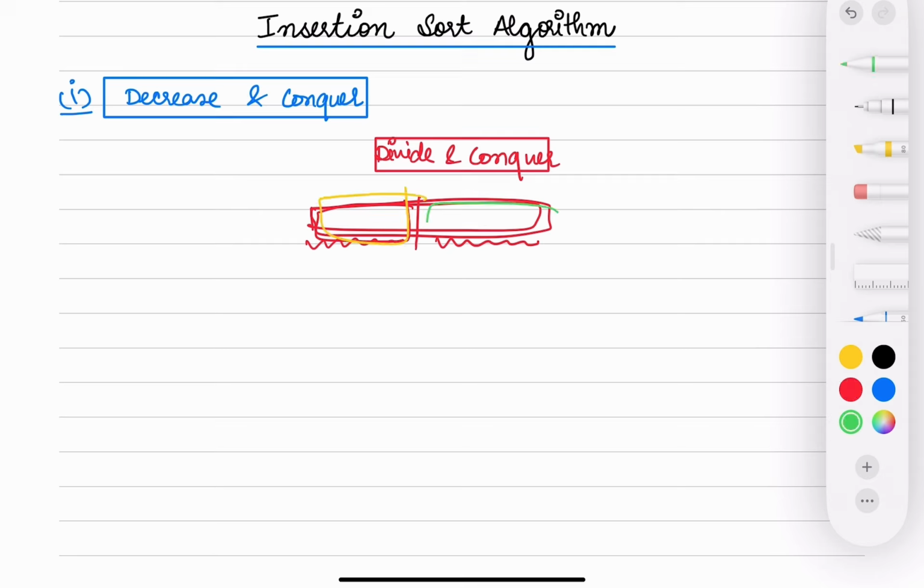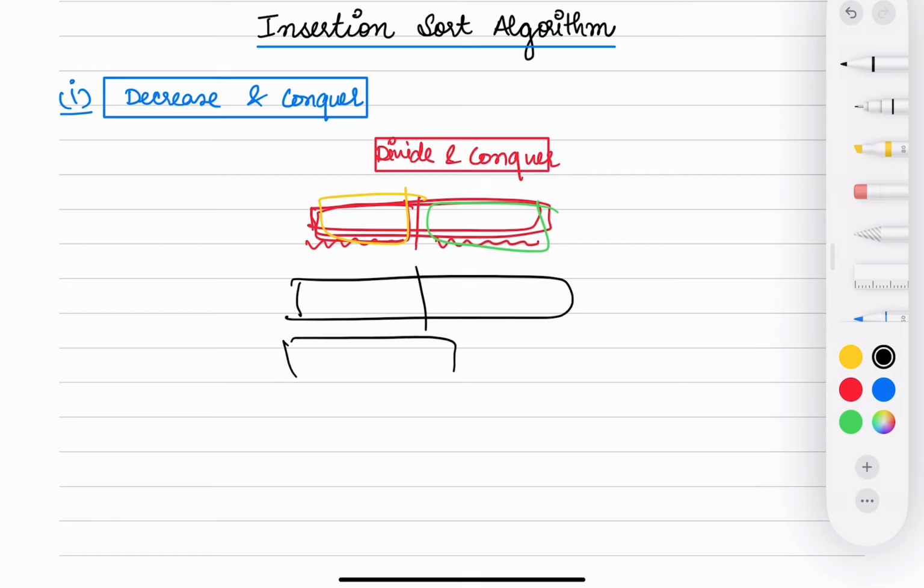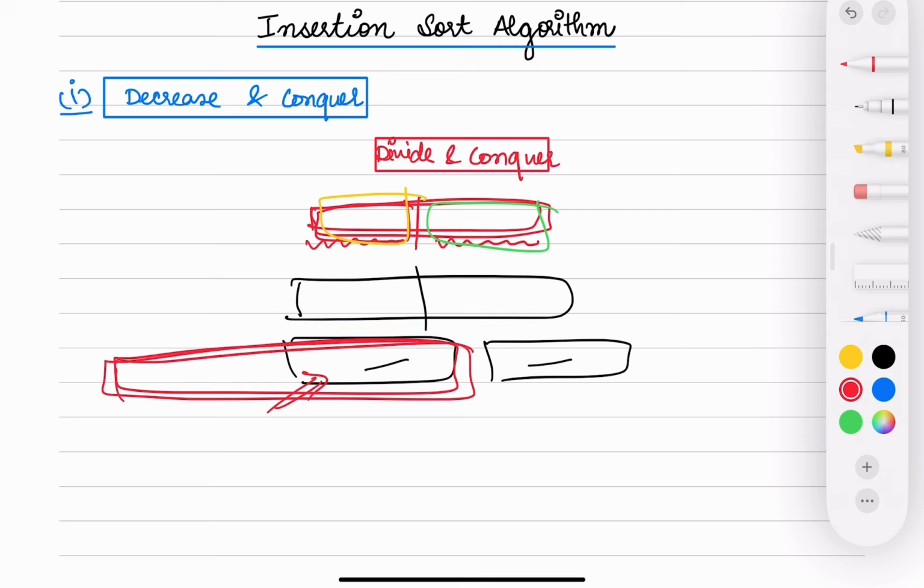But decrease and conquer says, if you have an array and, let's say, you divide it by 2, you don't have to work on both parts, you just need to work on one part. So basically what we do is exploit the relation between the solution to a given instance of the problem and a solution to a smaller instance of the same problem. For example, if I have to sort an array, I will divide it into two parts and consider one part as sorted and the other as unsorted.